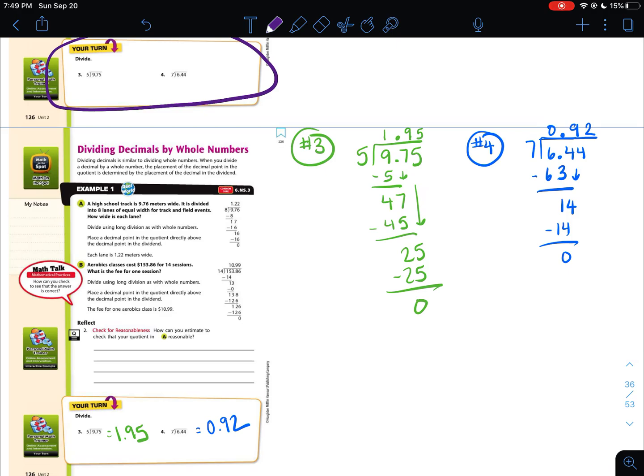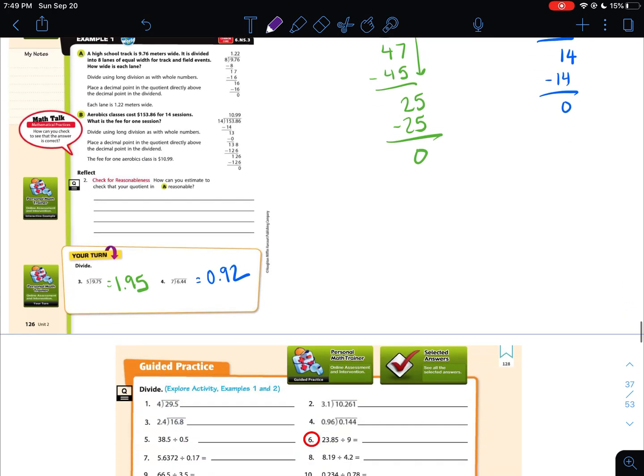So here are the answers. For number 3, you should have gotten 1.95 or 1 and 95 hundredths. And then number 4 is 0.92 or 0 and 92 hundredths. So hopefully you got those correct. If not, check out my work and try to figure out where you went wrong. Okay?